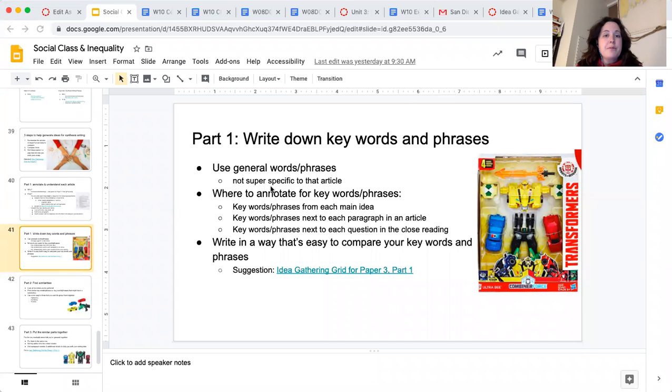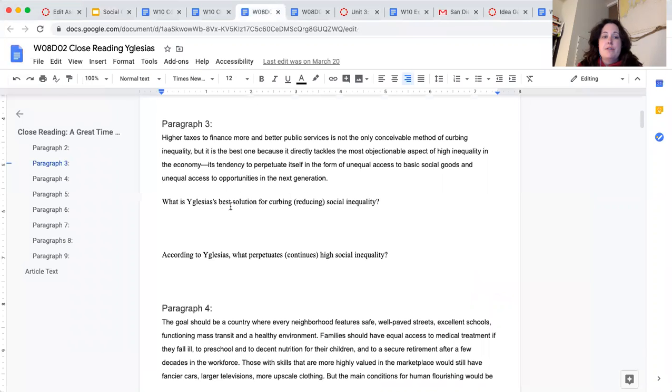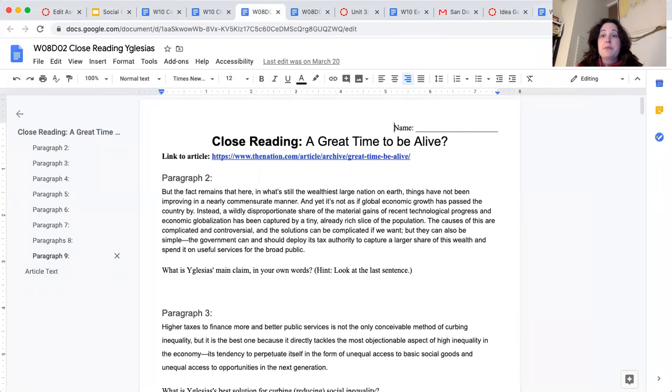All right, so at this point, you should be done with part one. That means you're writing down the words and phrases in part one of the worksheet by looking at the main ideas, the paragraphs in each article, and then the close reading questions. So you have the various close reading questions.